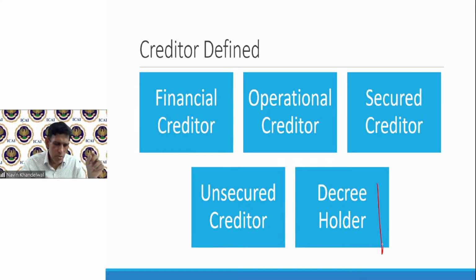So the major difference is between a financial creditor and an operational creditor. Major. Why that major difference? Because of Section 53 and the COC, Committee of Creditors.